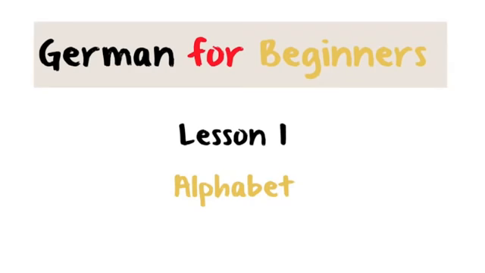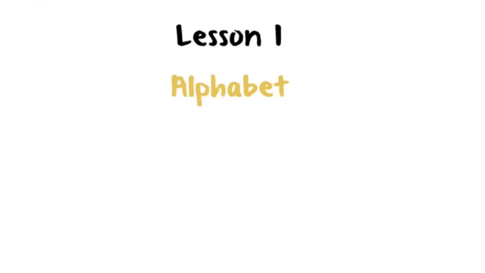In this lesson you will learn about the German alphabet and the basic rules of pronunciation. Let's start. In the following I will read the alphabet out loud and please repeat after me in order to practice your listening and pronunciation skills. Let's start.